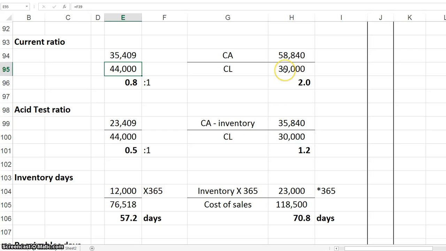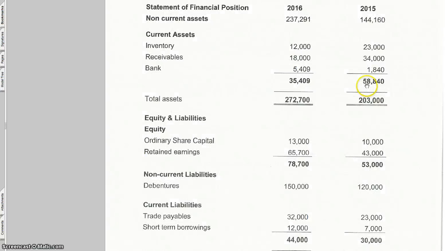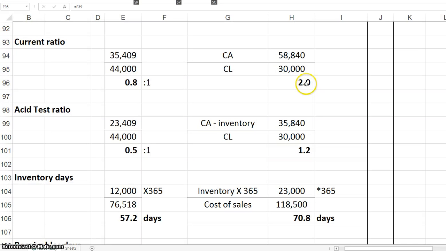And then we look at the previous year. Current assets here were 58,840 and current liabilities were 30,000, so straight away we can see the current assets are bigger than current liabilities in 2015. The company was more liquid, had more cash than it generally needed, and was in a better position than in 2016. So 58 divided by 30, straight away it's going to be 1 point something is to 1. It works out at about 2 is to 1, or 1.96 is to 1 would be the more exact answer. So 58,840 divided by 30,000.